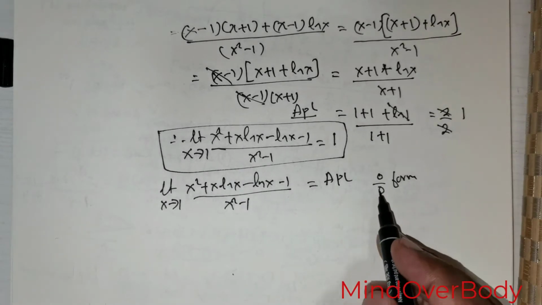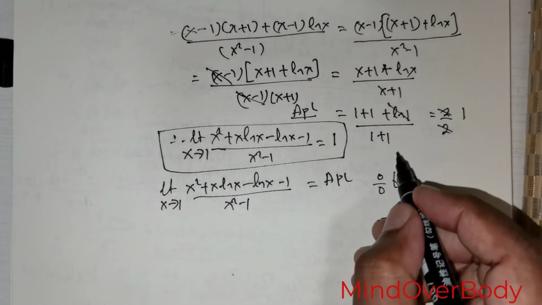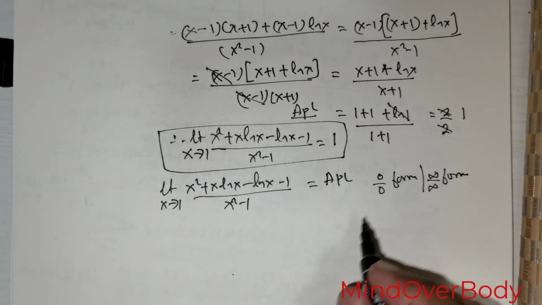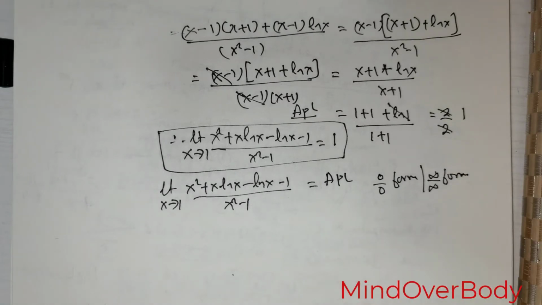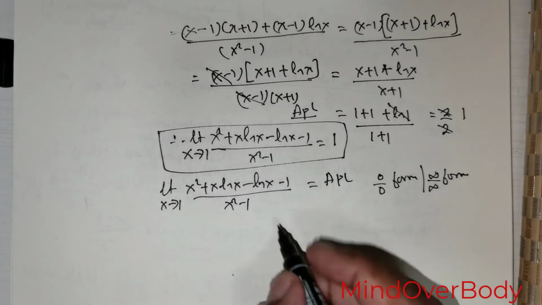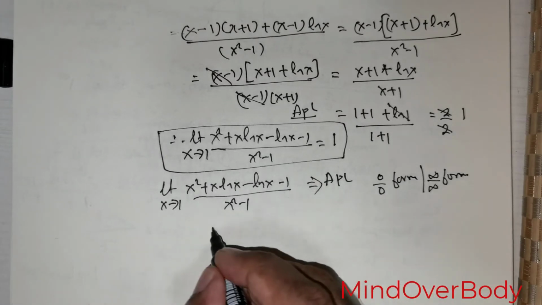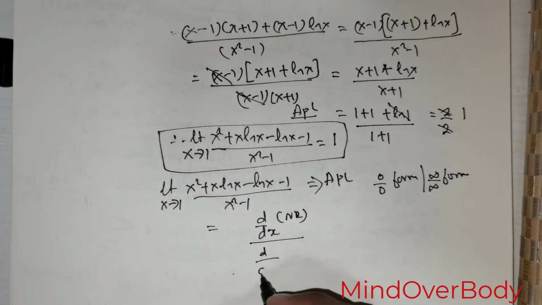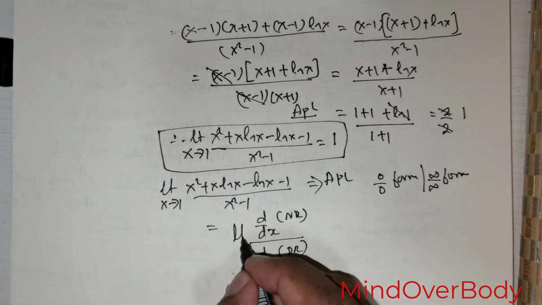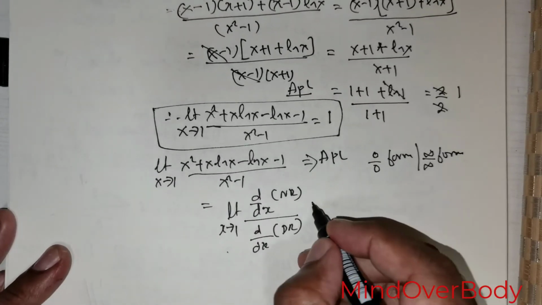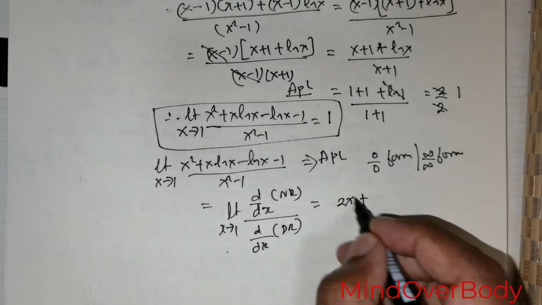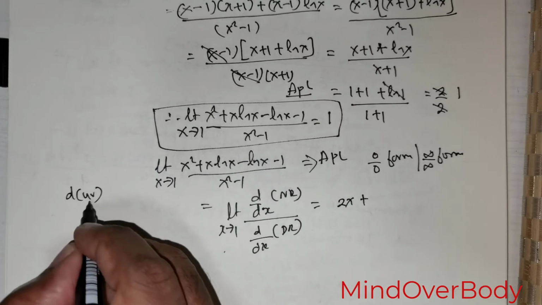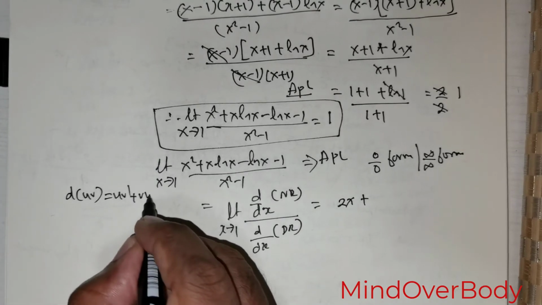Remember, you can apply L'Hopital's rule only if you get 0 by 0 form or infinity over infinity form. So only for these two forms L'Hopital's rule will lead you to a solution. So having mentioned this, now I would differentiate the numerator and I would differentiate the denominator, and then I will tend x to 1. So the differential of x squared is 2x. This is actually a uv form. So let me write the formula. The derivative of uv is u times v dash plus v times u dash.